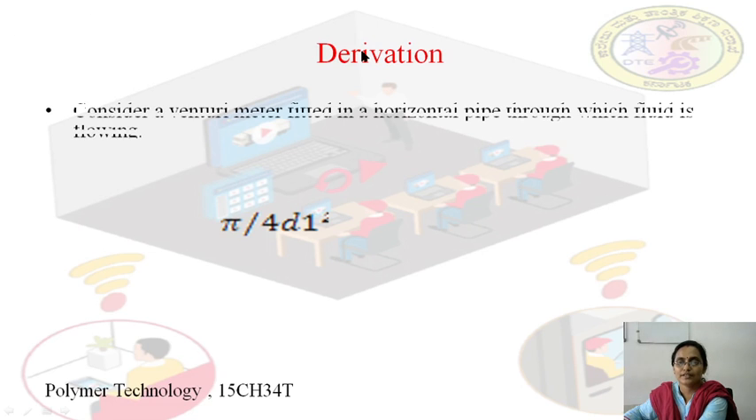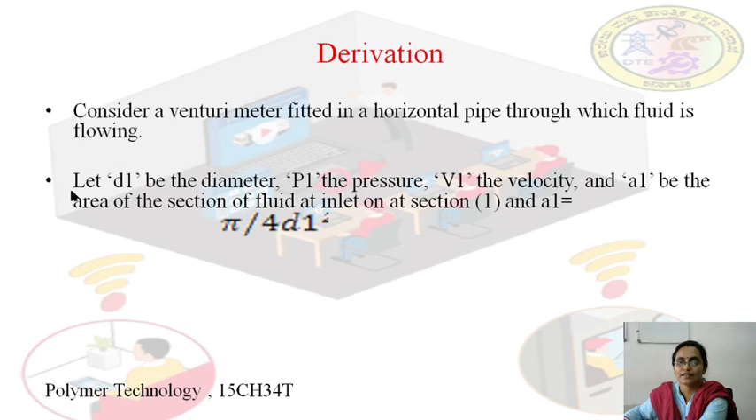So we are coming to the derivation part. We are considering a venturimeter fitted in a horizontal pipe through which fluid is flowing. We are taking two sections. Let D1 be the diameter, P1 the pressure, V1 the velocity, and A1 the area of the fluid at the inlet section 1. A1 is given by the formula pi by 4 D1 squared.